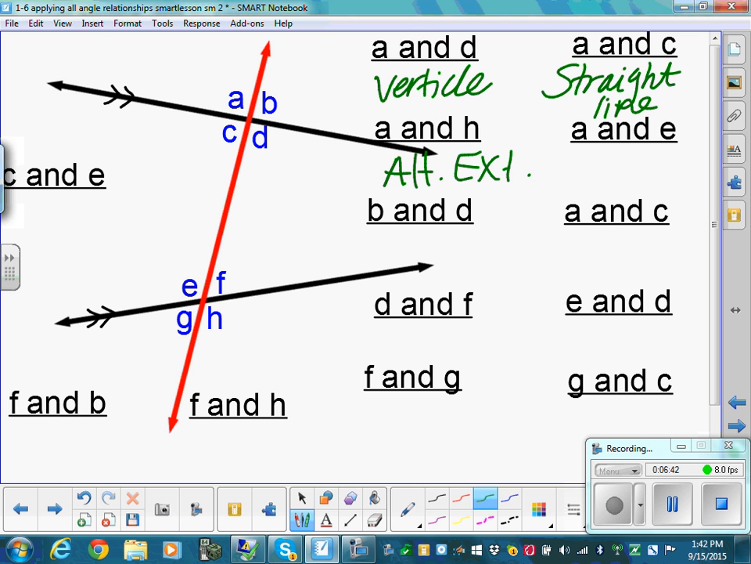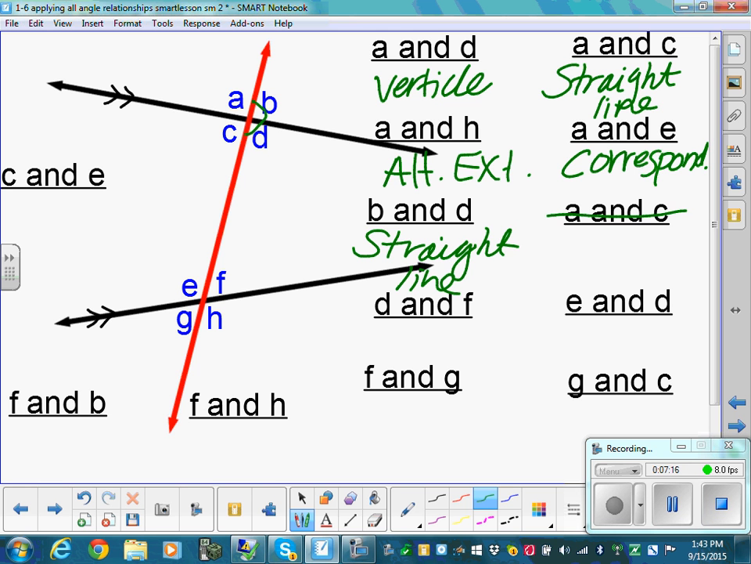Okay, stay with me. All right, let's do A and E. They're corresponding. How did you know they were corresponding? Same side of the transversal, and they're both on top of the parallel line. Very good. So these are corresponding. All right, B and D. Straight line angle. Straight line. Very good.